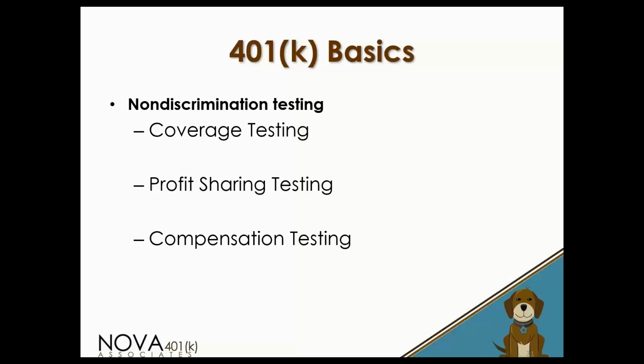If you decide to make a profit sharing contribution to the plan, there's testing that needs to be done, again, comparing the percentage of contribution that your highly compensated employees are getting to what your non-highly compensated employees are getting. And there's also compensation testing. If you choose to exclude a certain type of compensation from your plan, like let's say you're not going to include bonuses as plan eligible compensation, then there would be additional testing that would need to be done for any kind of compensation exclusions.